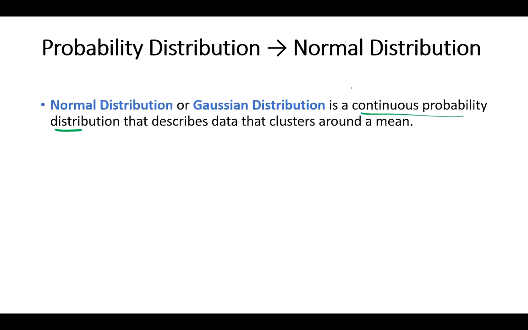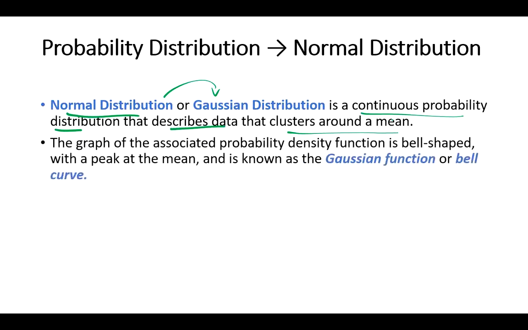So, we are using normal distribution kasi nga, we're dealing with continuous probability distribution. Normal distribution is also known as Gaussian distribution. Okay po, that describes the data that clusters around the mean. Okay po. So, dinedefine niya yung data given na nandoon si mean as a center of the distribution. Okay, the graph of this associated probability density function, okay, let me erase. Then probability density function is a bell shape.